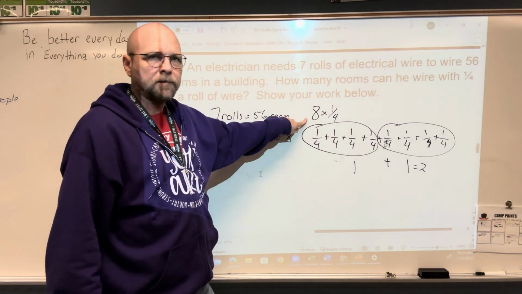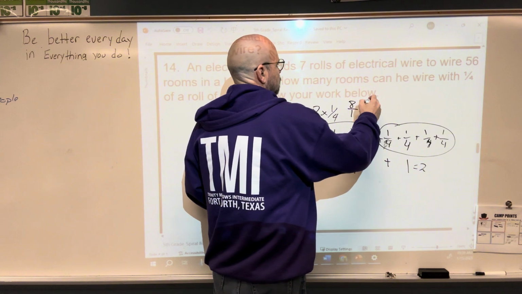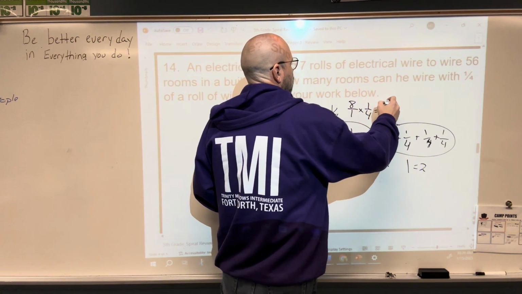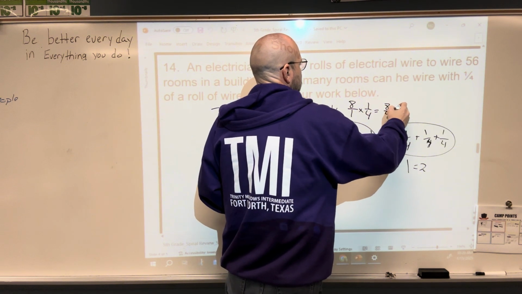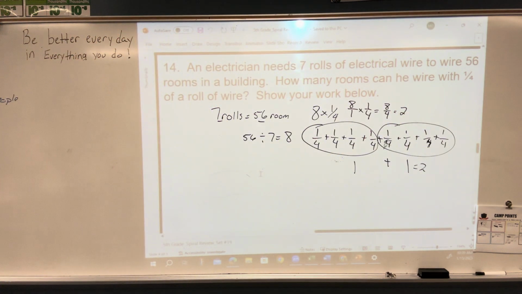Or if I multiplied this, I would have 8 over 1 times 1 over 4. I get 8/4, and 8/4 simplifies down to 2. So with 8 rooms, or 8 rolls, we can do 2 rooms. If he has 1/4 of a roll, he can do 2 rooms.